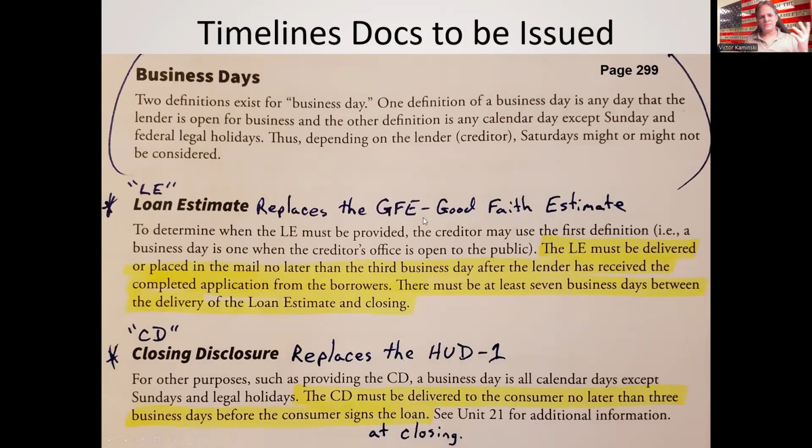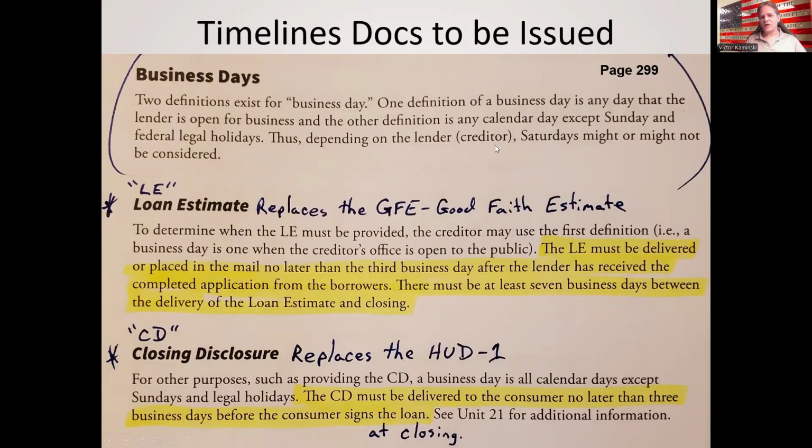And so how do these time frames, how do you count time? What is a business day? We keep saying business day. Well, there's 2 definitions that exist for a business day. One definition is a business day is any day that the lender is open for business. And the other definition is any calendar day except Sunday and federal legal holidays.